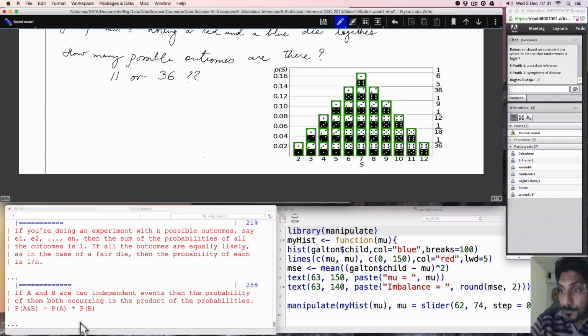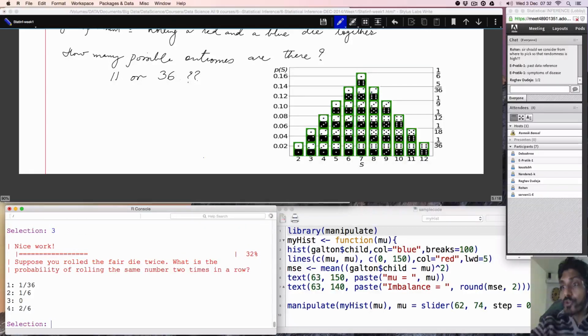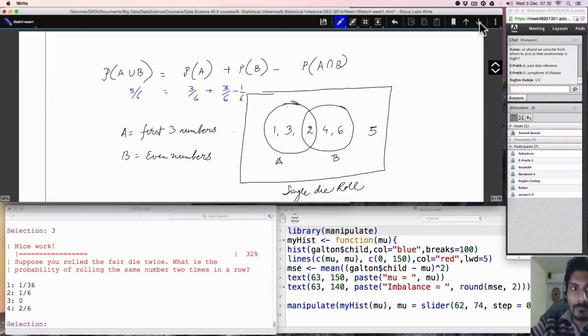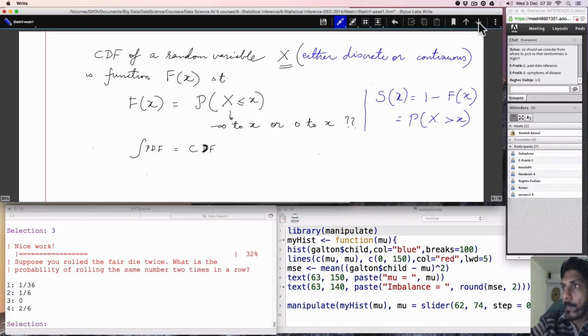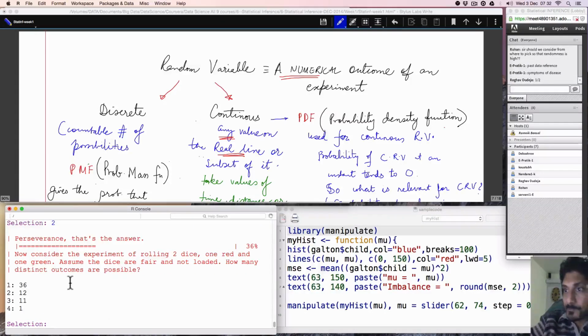We have seen this also: suppose you roll the fair die twice in succession, what's the probability of rolling two fours? We already know this. Suppose you roll the fair die twice, what's the probability of rolling the same number two times in a row? 1 by 6. Consider the experiment of rolling two dice, one red and one green.